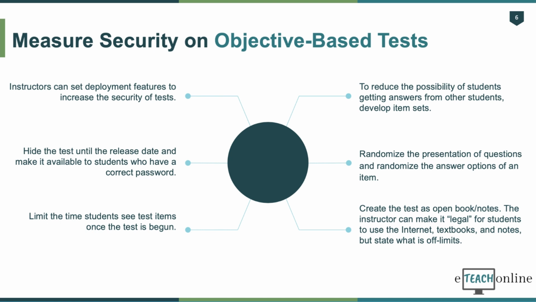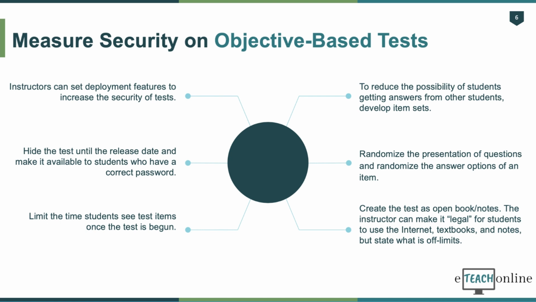To reduce the possibility of students getting answers from other students in the course, instructors can develop item sets. These sets have items with similar content but are asked in a different manner or cover a slightly different aspect of the concept. The instructor then makes parallel forms of the same tests. Most learning management systems have a built-in tool that can select an item from a question set to make the parallel forms. In addition to having parallel forms, instructors can set the learning management system testing tool to randomize the presentation of questions in a test and randomize the answer options of an item.